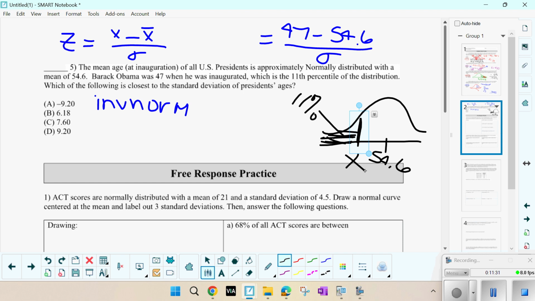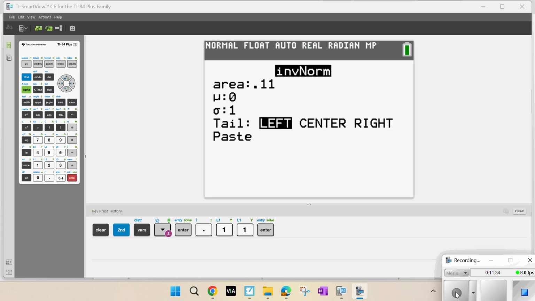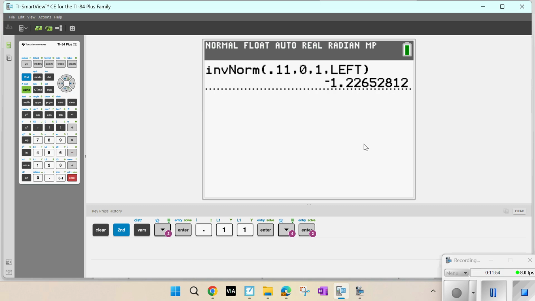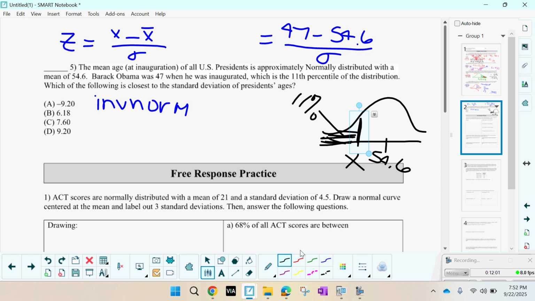So inverse norm. If you jump over to your calculator very quickly, we do inverse norm. The area is 11%. Mean is 0, standard deviation is 1, and we're shading to the left on this one. So if we come back through here, we get a negative 1.23. That is our z-score on a standardized curve. So we know negative 1.23, we can round to that. So negative 1.23 is going to go in right here.